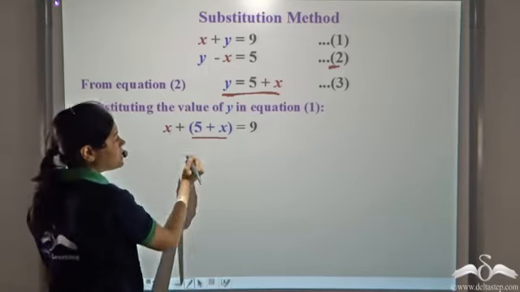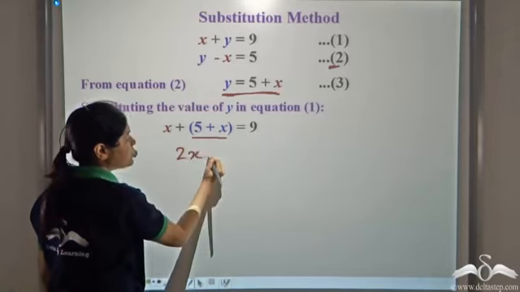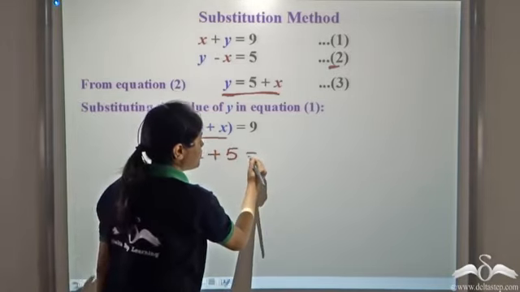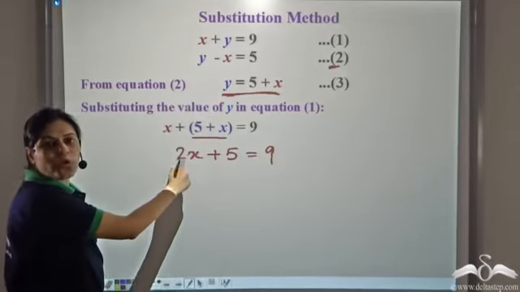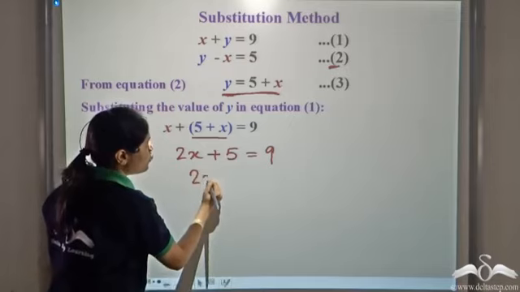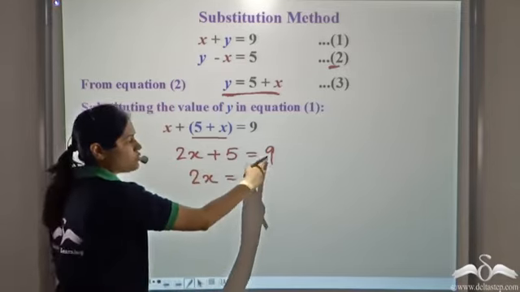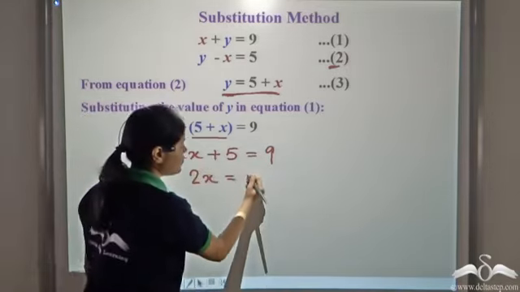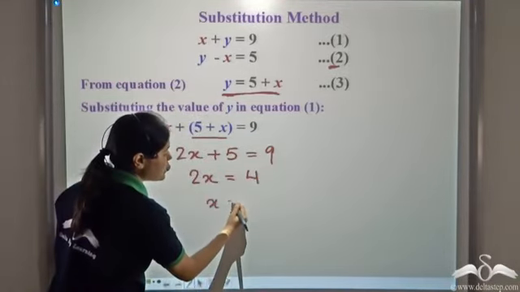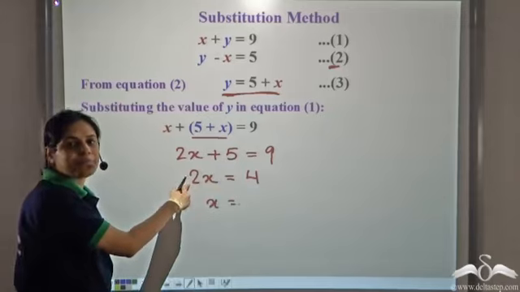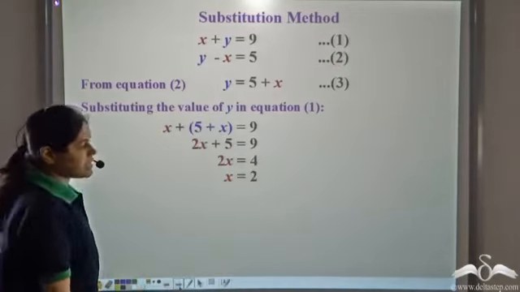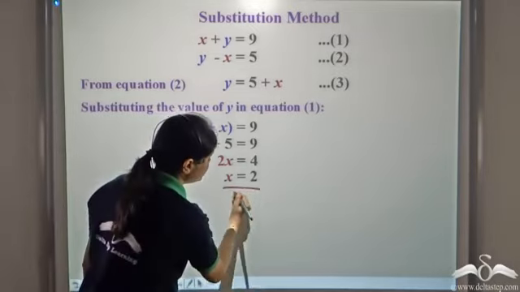So x plus x gives us 2x. We have plus 5. So we get 2x plus 5 is equal to 9. Or 2x is equal to 9 minus 5, that is 4. Or x is equal to 4 divided by 2, that is 2. So we get x is equal to 2.